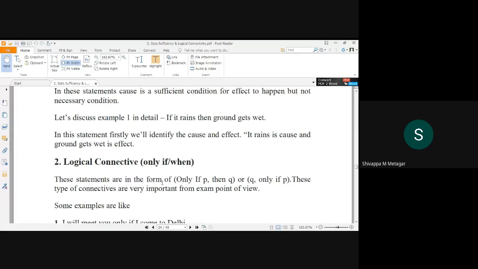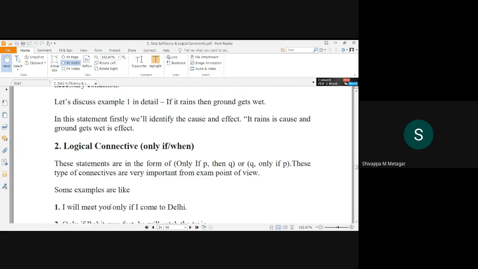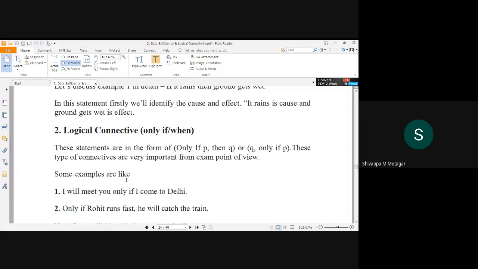Here, if it rains, then the ground gets wet. First we have to identify the cause and effect. It rains is the cause, and the ground gets wet is the effect. In the second statement also, it rains is the cause and the ground gets wet is the effect.